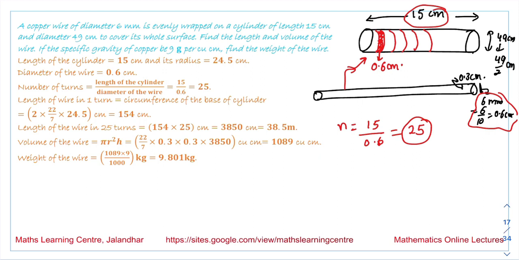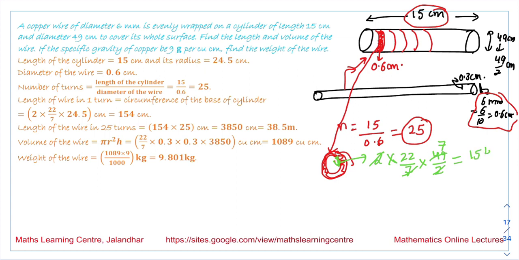Now if we calculate the wire used in one rotation over here, one rotation means we are talking about the circumference of this cylinder, and its value is 2 into 22 by 7 into radius, which is 49 by 2. So these two get cancelled. This is 7, 7 is 49, and the answer we will get is 154 centimeter.